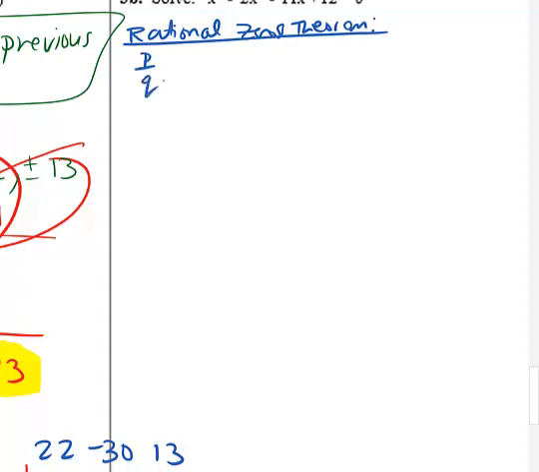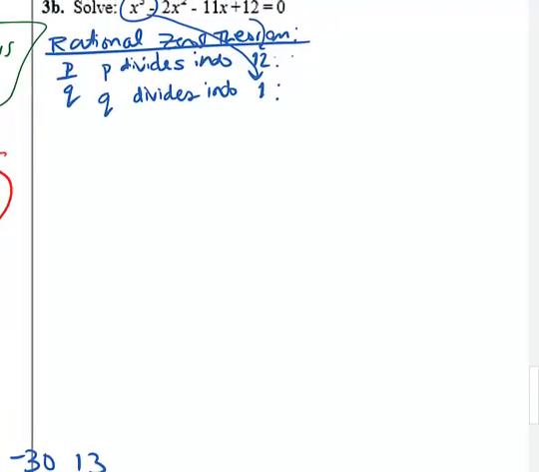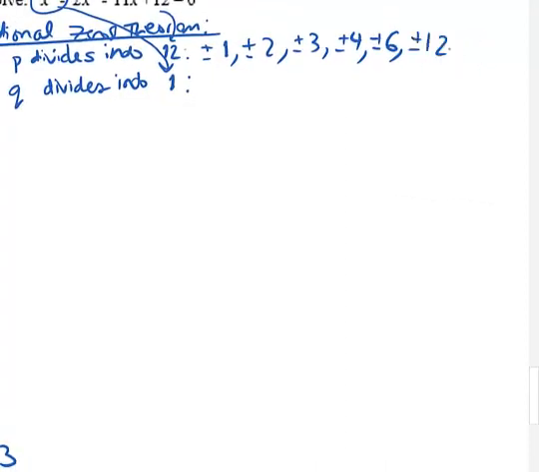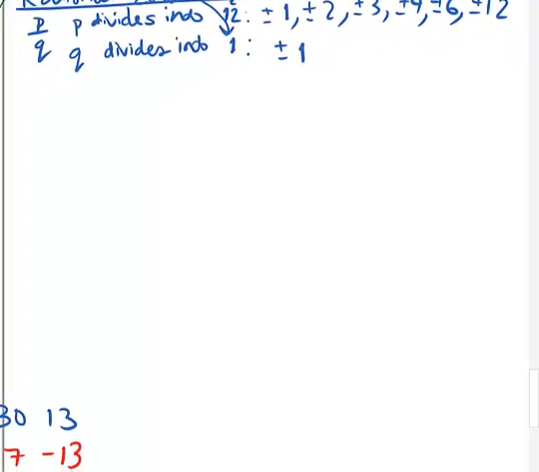So if p over q is a 0 of this guy, p has to divide into the constant term, which is 12. Ooh, I don't like that, because 12 has a lot of divisors. And q has to divide into the leading coefficient, which is 1, so that's not too bad. So 12, okay, what divides into 12? 1 and negative 1, 2 and negative 2, 3 and negative 3, 4 and negative 4, 6 and negative 6, 12 and negative 12. But at least q, there's only one option, plus or minus 1.